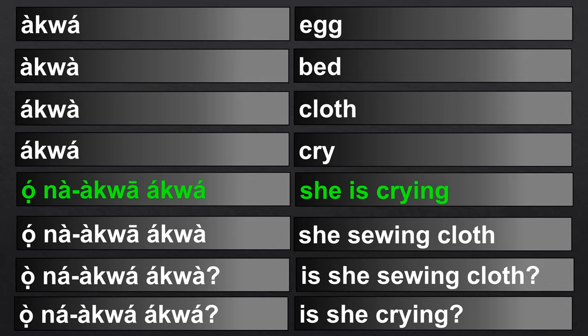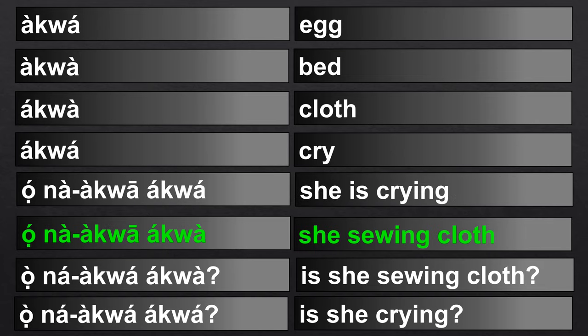For the sentence, ọ na-akwa akwa. Notice the tone assignment. Ọ na-akwa akwa means she's crying. For the same words, if we change the tone, it will become ọ na-akwa akwa, which is she's sewing cloth or she sews cloth.